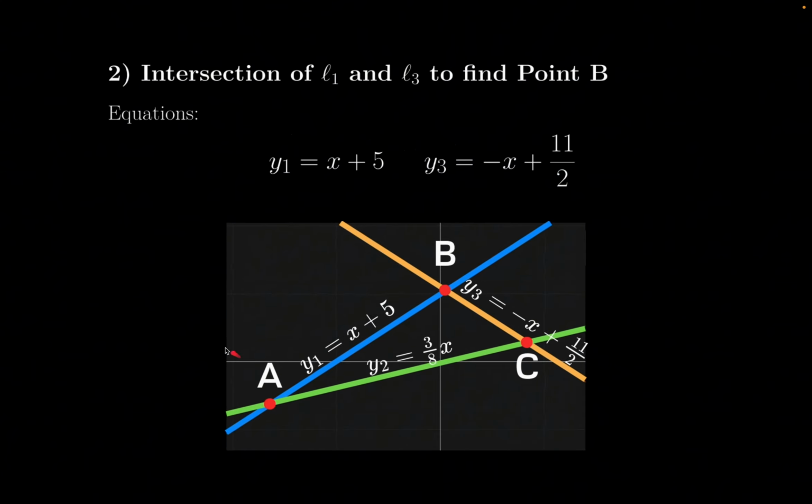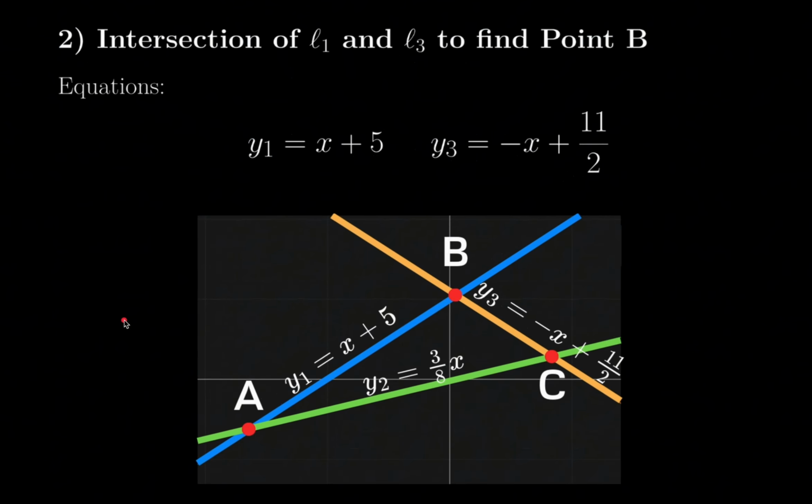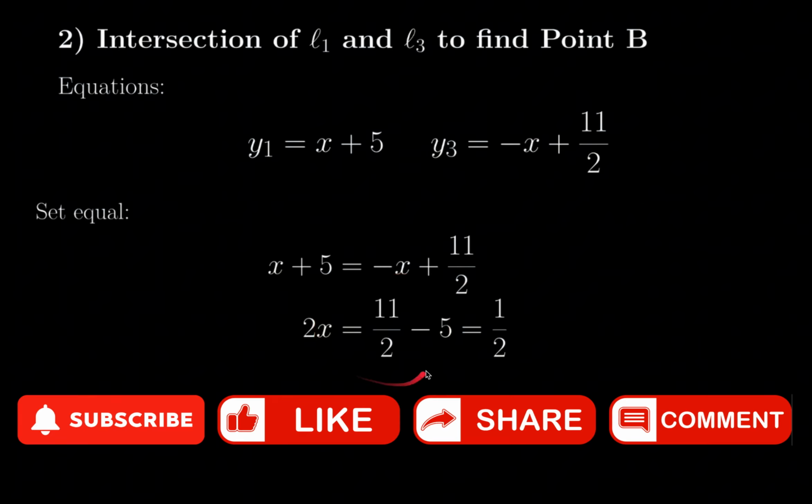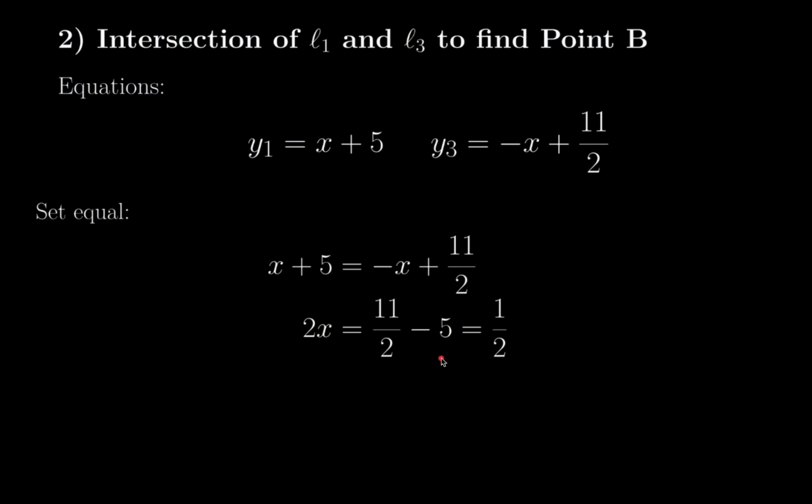Now that we've solved for point A, we are going to use the intersection of lines y1 and y3 to solve for point B, as we can see this is where they share the same point. Following the same steps as we did with point A, since we know that at the intersection of y1 and y3 they share the same x and y value, we can set y1 equal to y3 to determine what exactly those values are. So by setting them equal to each other, we get x plus 5 is equal to -x plus 11 over 2. When we combine like terms, we get that 2x is equal to 11 over 2 minus 5, or 2x is equal to 1 over 2.